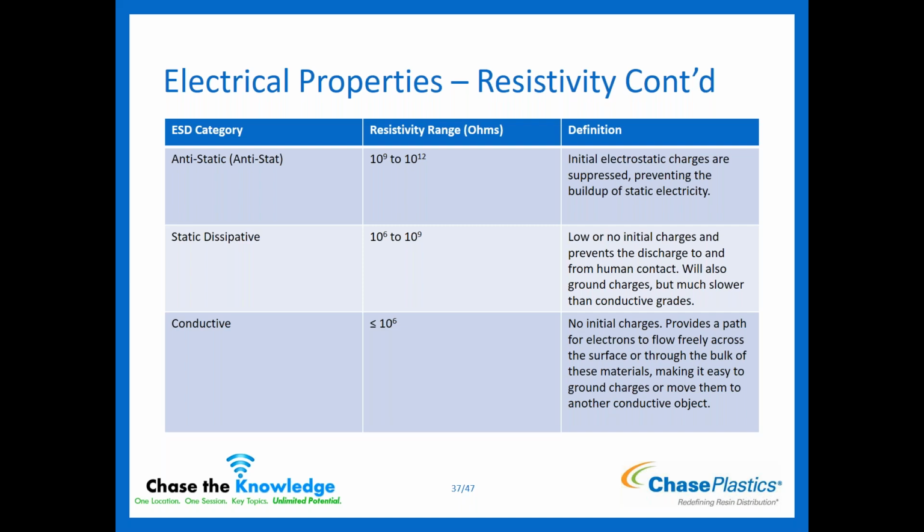And then your last one would be your conductive. This is less than 10 to the 6th, so much lower resistivity. There are going to be no initial charges, and it's going to provide a path for the electrons to freely flow across the surface or through the bulk of these materials, making it easy to ground them or move the charge to another conductive material. So if I need to move the charge from one material or one part to another, I would look at a conductive material. This is what your standard metals would do, and so we would add maybe stainless steel or carbon fibers to our plastics to get in that range as well.